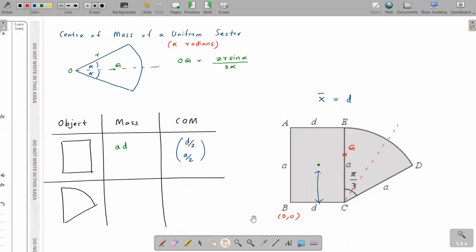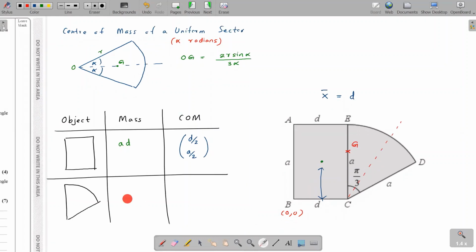Before that, I think we need to get the mass. Shall we fill in the mass? How do we get the mass of the sector? The mass is proportional to the area. So what is the area of the sector? Area of a sector is half r square theta in radians. So half r square is a square, theta is pi over 3. Do you agree with me? So when I simplify, I get 1 over 6 a square pi.